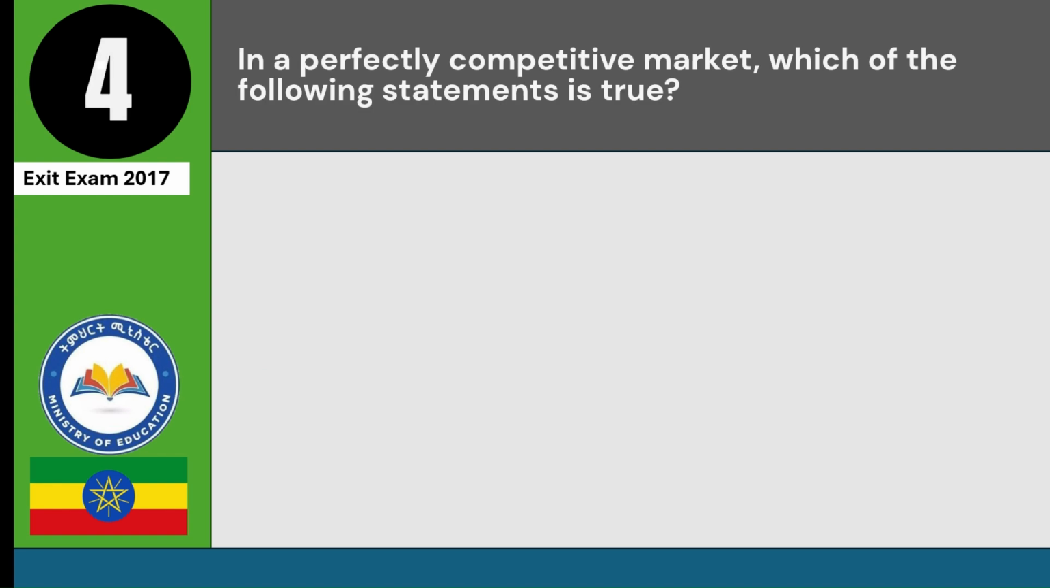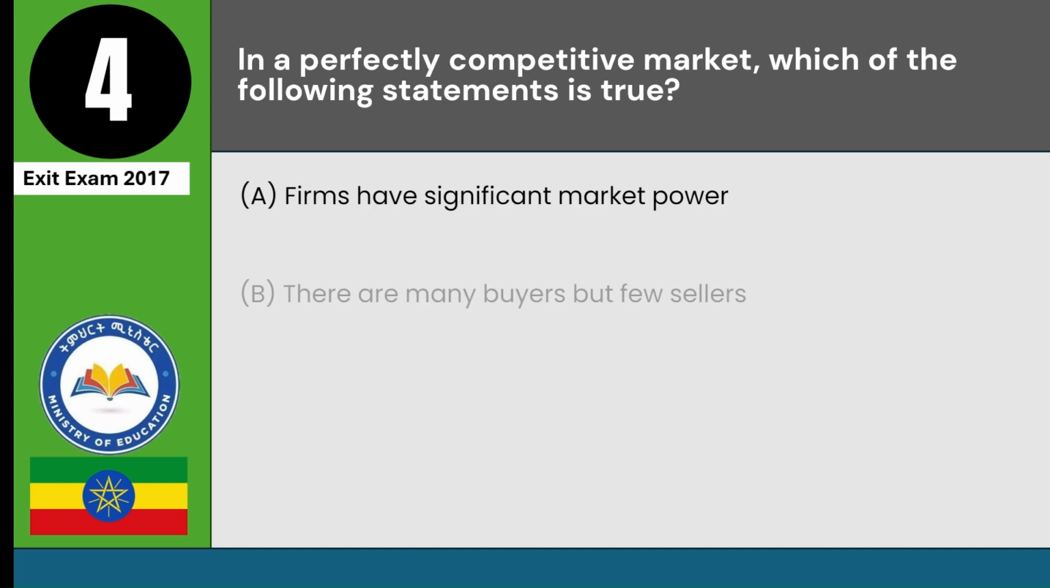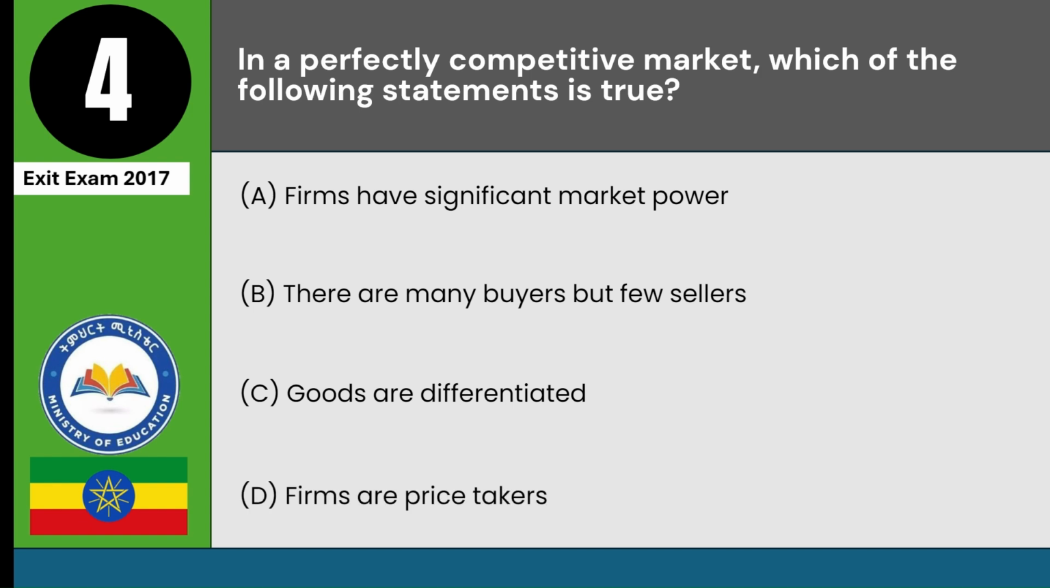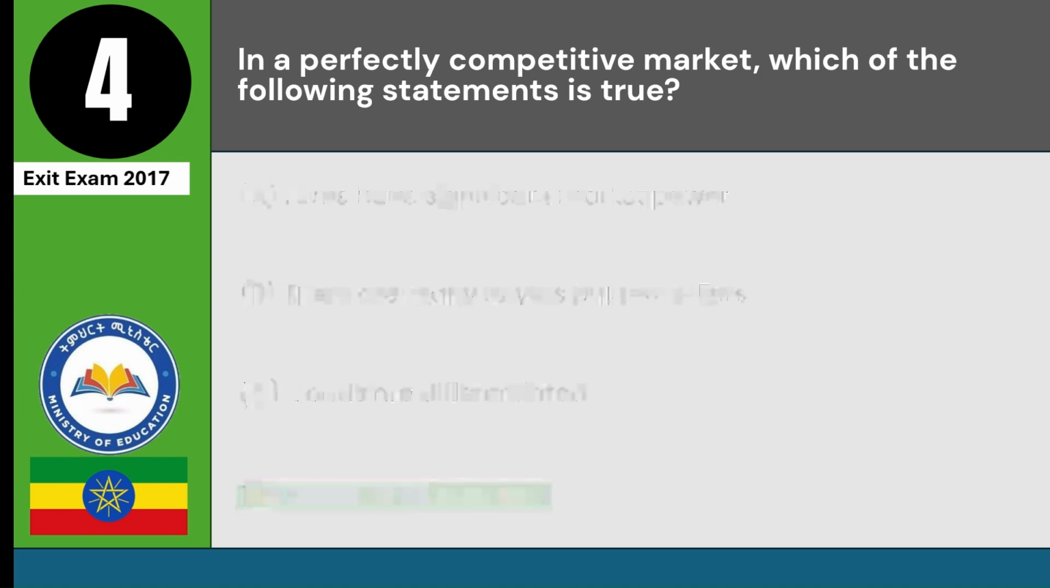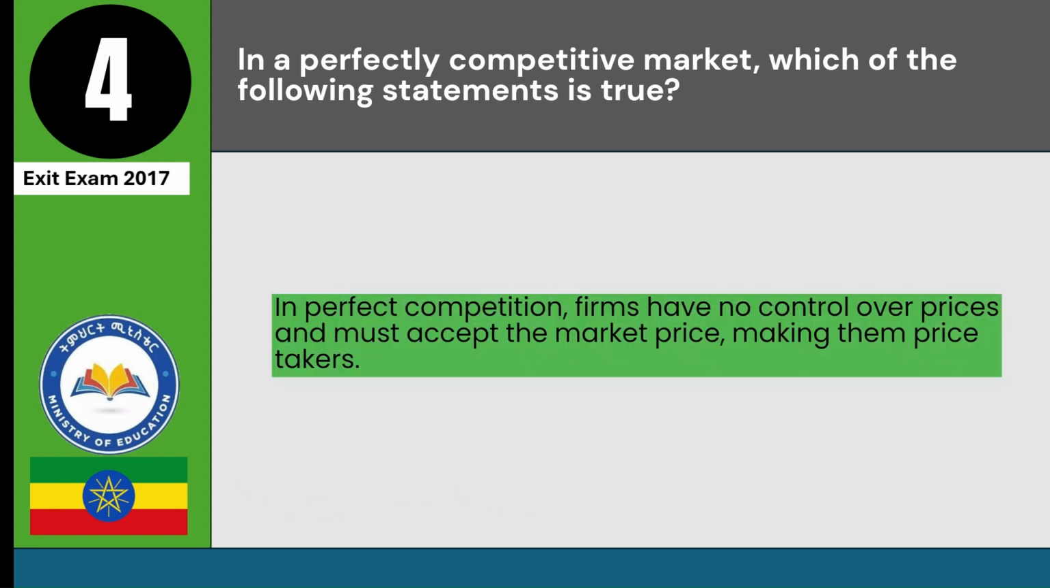In a perfectly competitive market, which of the following statements is true? A. Firms have significant market power. B. There are many buyers but few sellers. C. Goods are differentiated. D. Firms are price takers. Answer: D. In perfect competition, firms have no control over prices and must accept the market price, making them price takers.